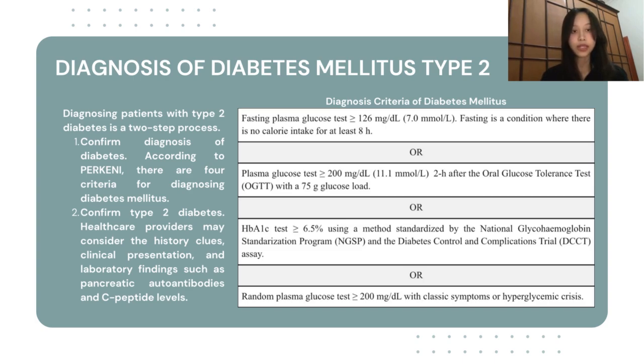And the second step is to confirm that the patient has type 2 diabetes. Healthcare providers may consider the historical, clinical presentation, and laboratory findings such as pancreatic autoantibodies and C-peptide levels.